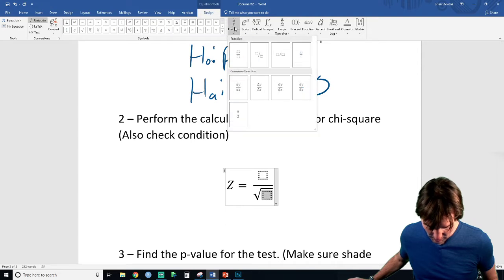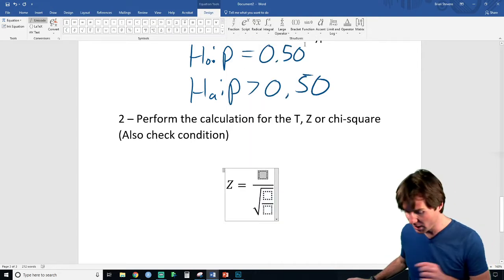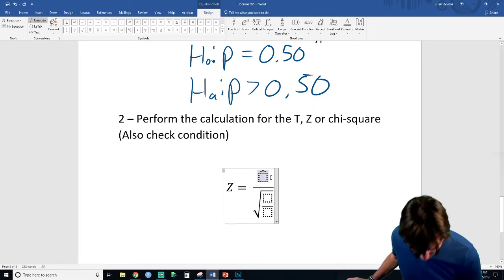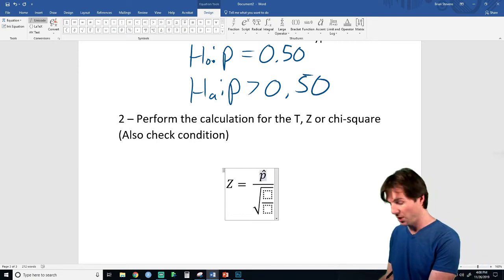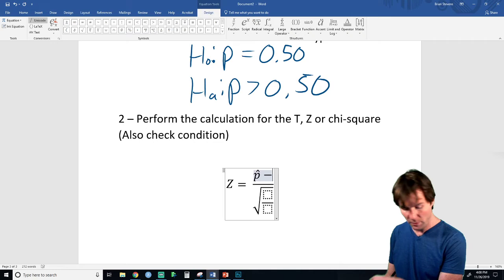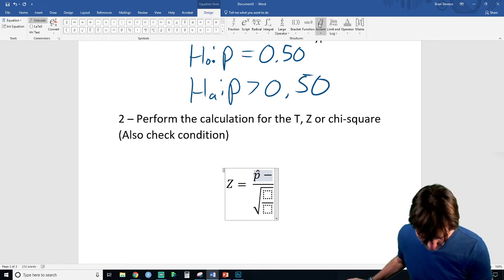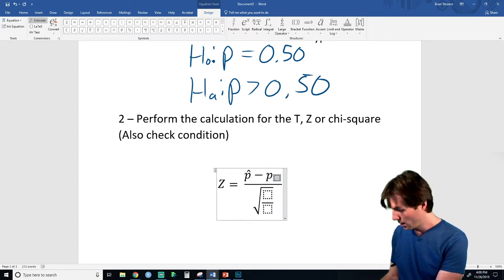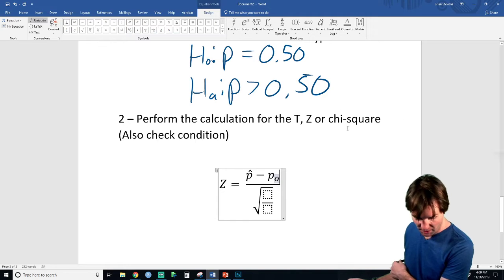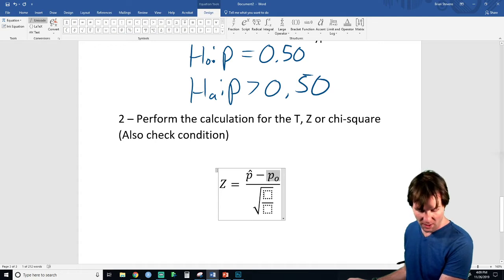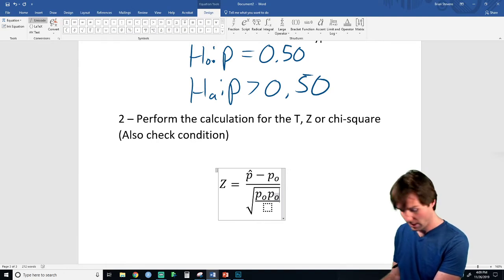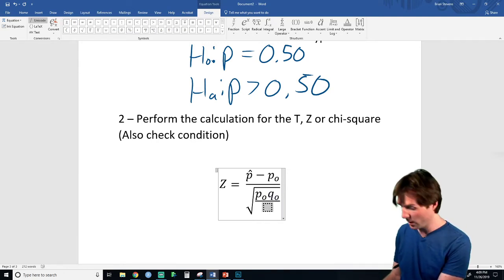We need a P hat to start it. So it's observation minus mean over standard deviation, but it's a little more interesting than that. We observe a sample proportion, and then the mean of the null distribution would be P naught. So we need a little subscript on that. We need a P naught right there. Now we're going to copy paste our P naught because we're going to use it down in the bottom one right here. Right now P naught is assumed to be the value in the null. P naught times Q naught over N, square root.